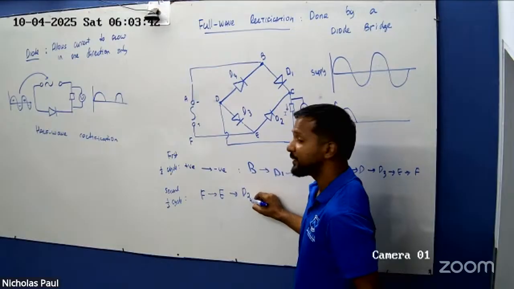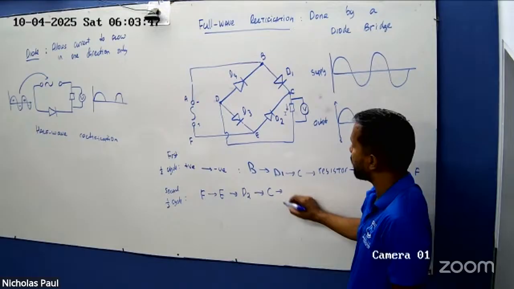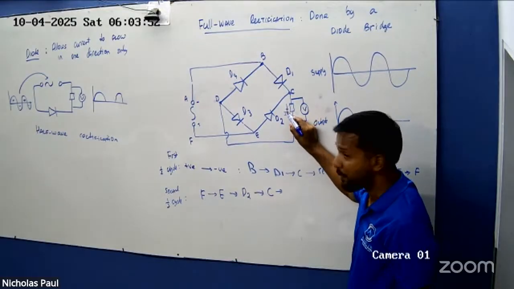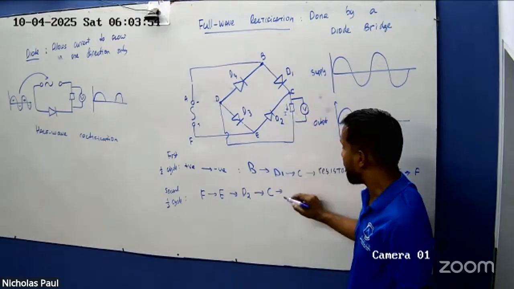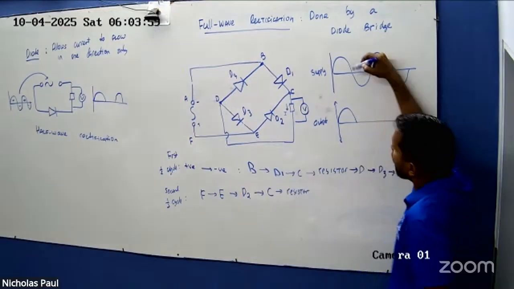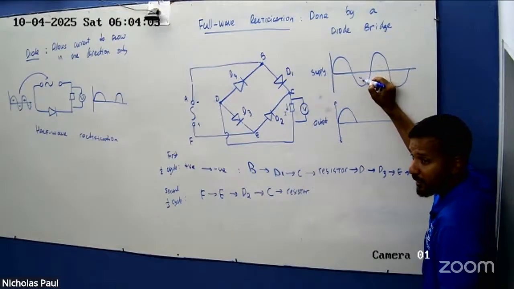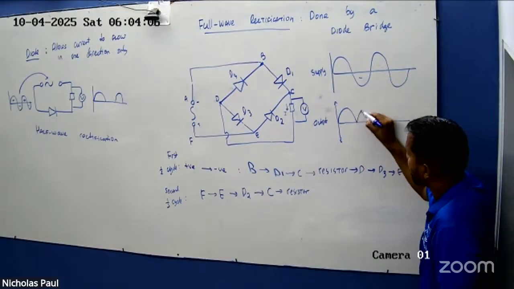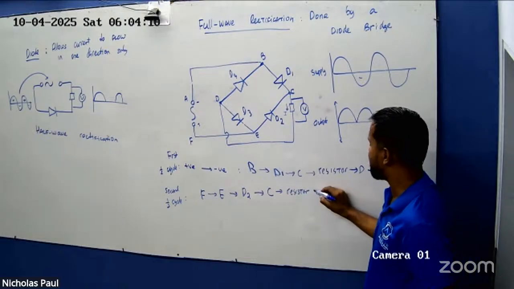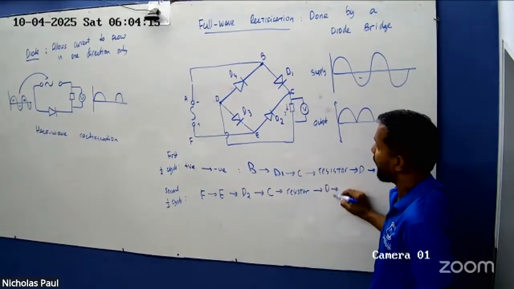Because D2 is forward bias. When it reaches C now, what will it do? It will go through the resistor in the same direction. You recognize that? So although it's the negative part of the cycle, current is still going the same way, right? So it's going like that. Let's make sure. When it passes through the resistor, where is it going? It's going to D. When it reaches D, where is it going?